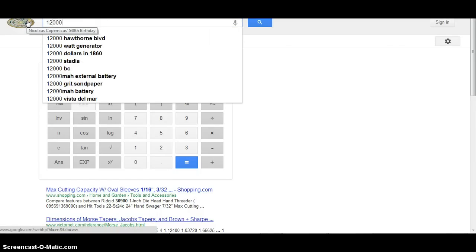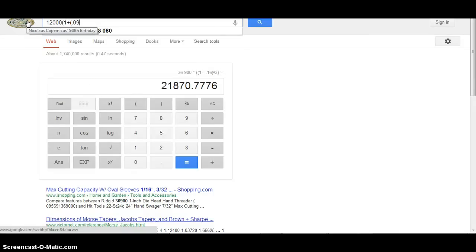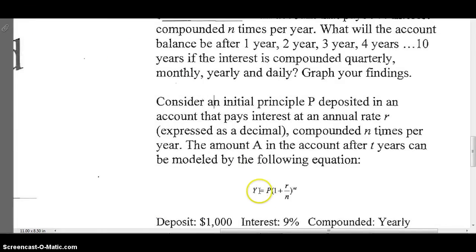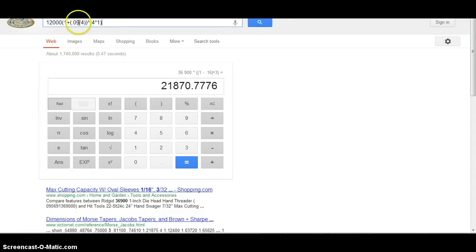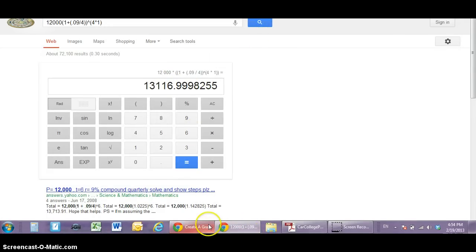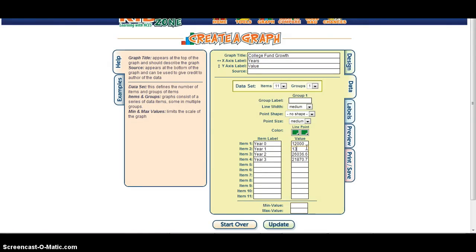So this is 12,000 multiplied by 1 plus the rate of 9%, divided by how many times per year this is being compounded. Since this is quarterly, we're being compounded 4 times per year. And all of this is raised to 4 times 1. So that's my amount A, P is the principal, in my case $12,000, multiplied by 1 plus R over N, 1 plus the rate, 9%, divided by 4, because we're compounded quarterly, raised to the N times T. N is 4 times per year. T is 1 year. So it's 13,116. So this becomes 13,116.